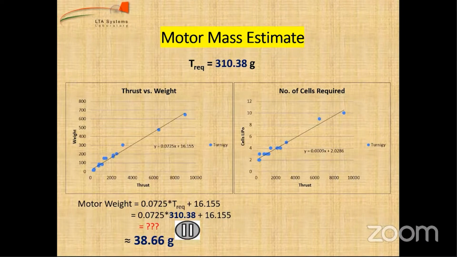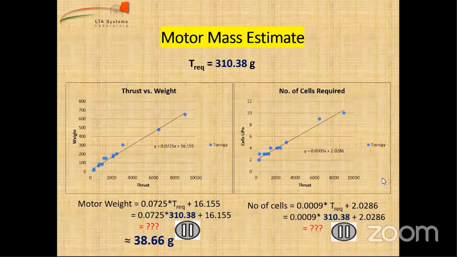Yes, sir. So this is again obtained from the same company, Turnigy. And this is the equation that we get. So when we put thrust there, can you please calculate the number of cells that would be required for the thrust that we have?